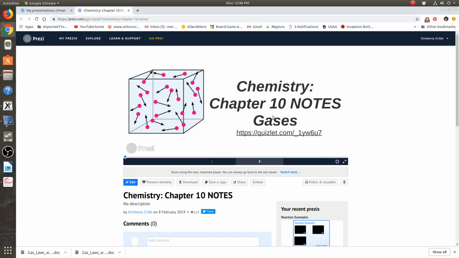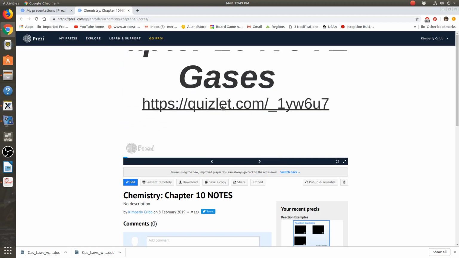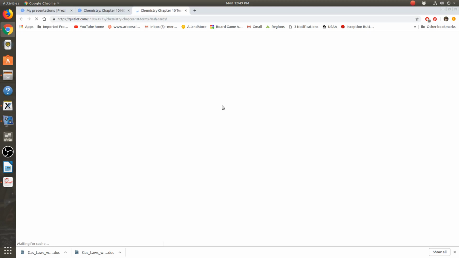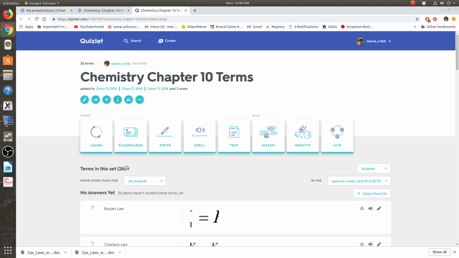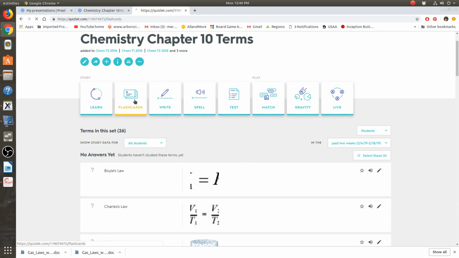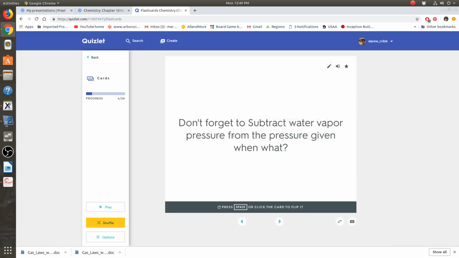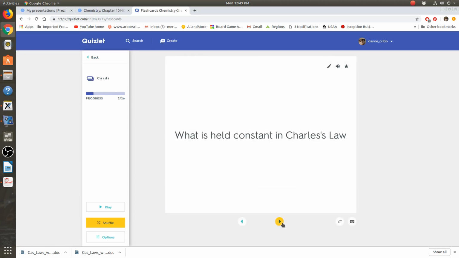Here is the Prezi. You can use that to look at the pictures and all. And here's the Quizlet link. So just click on the Quizlet link and it'll pull it up. There are about 26 terms for you to look at, and you need to go through them. Use your flashcards. I was playing around with it earlier. Look at all the different things.